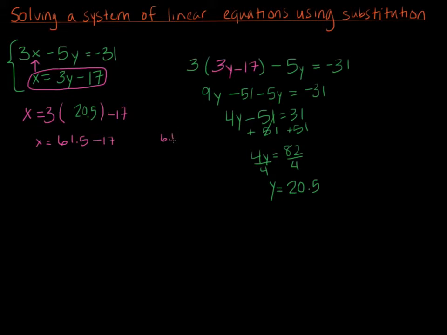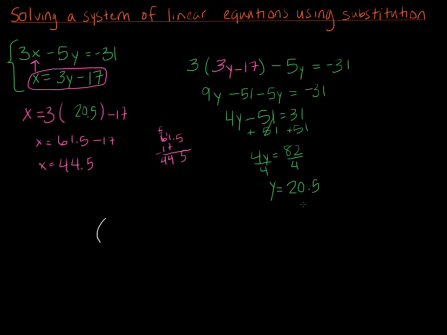So that should be, let's see, 61.5 minus 17 is, you could do this on your calculator, of course, 44.5. So x equals 44.5. So the solution to this system of equations is going to be x comma y.